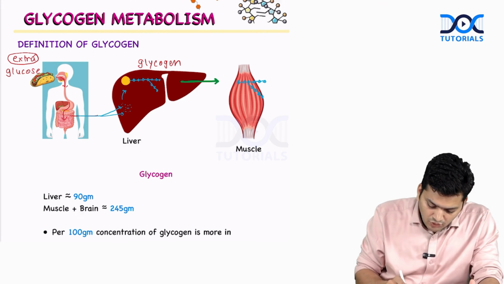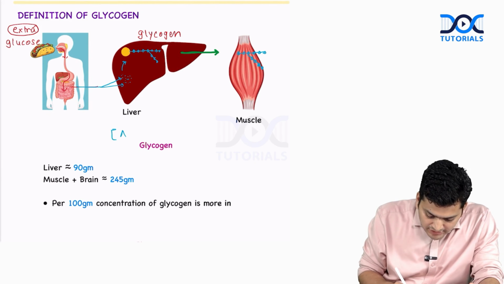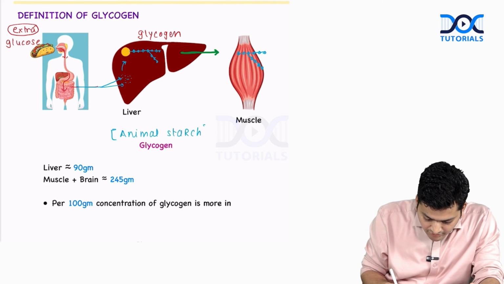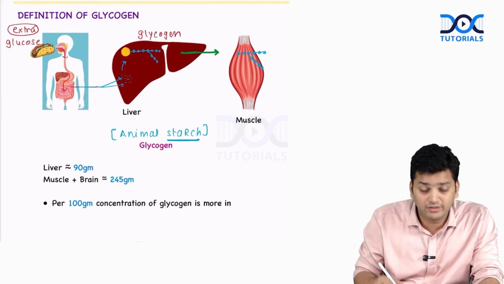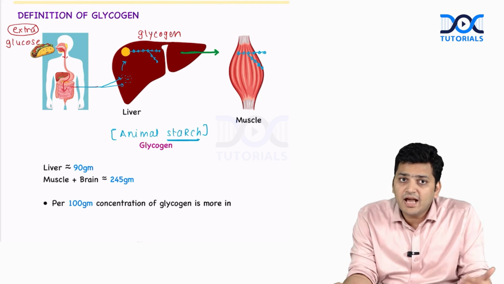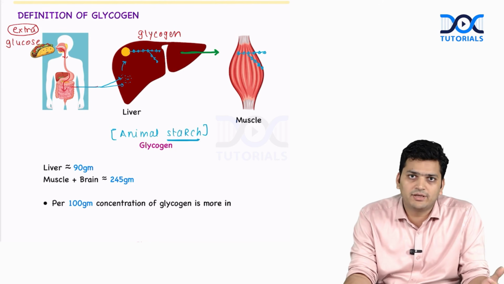This glycogen is also called animal starch, because this is how we are storing carbohydrate in our body. How the plants store their carbohydrate is called starch. And this is how we, as animals, store carbohydrates, called animal starch.